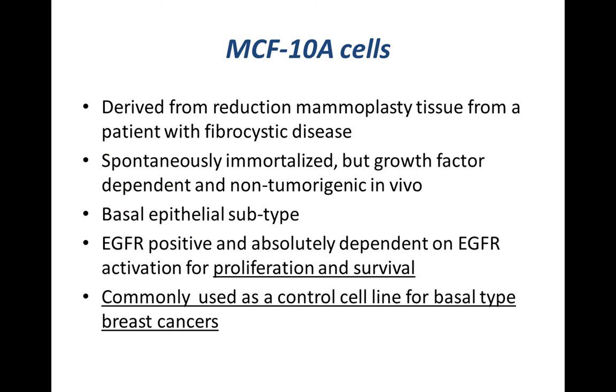Okay, so then I'm going to use as a control for a lot of the experiments I'm going to show you a cell line called MCF10. A lot of people don't know this, but MCF stands for Michigan Cancer Foundation. That's where I did my postdoctoral fellowship, and I actually worked with the guy who developed this cell line as well as the MCF7 breast cancer cell line. These cells were derived from a reduction mammoplasty from a patient with fibrocystic disease. They're spontaneously immortalized, so we can grow them forever in culture, which is really helpful for being able to do these experiments. They are of the basal epithelial cell type, so they're a really nice control for basal breast cancers.